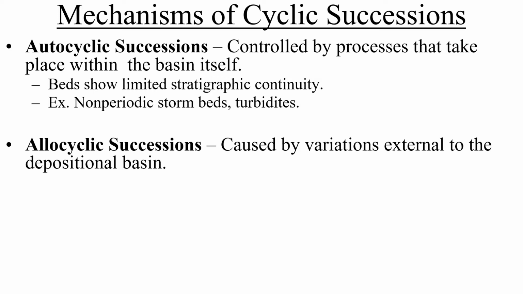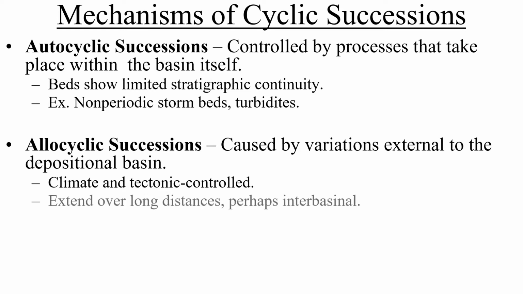Meanwhile, our allocyclic successions are external to the depositional basin. So these are caused by something outside of the basin. These are much more climate and tectonically controlled. So think of autocyclic as being unique to a given basin. It takes place within it. Allocyclic successions are going to be caused and controlled by things happening outside of the basin, so thus it's something that you can potentially see in lots of different sedimentary basins. So these are over much longer distances and in many cases multiple basins.